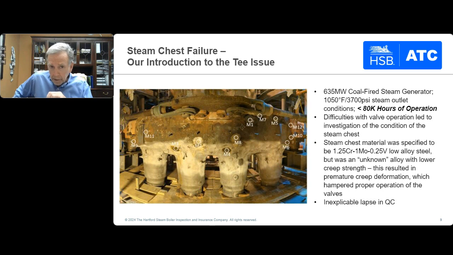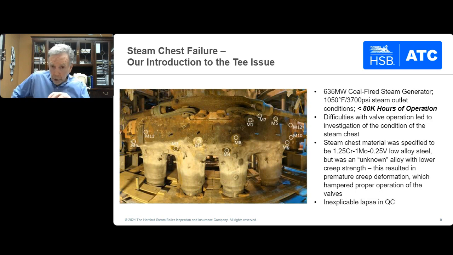But the second and probably more significant issue here is that the problem with this steam chest was that the utility had begun having problems with the operation of the valves. And we ultimately realized that the reason for this problem was the fact that this steam chest, which was supposed to have been a chrome moly material, had been fabricated from the wrong material. And this points up a very critical issue in our industry right now. The old adage, which many of you will have heard, that you get what you inspect and not what you expect, has never been more true than it is these days.